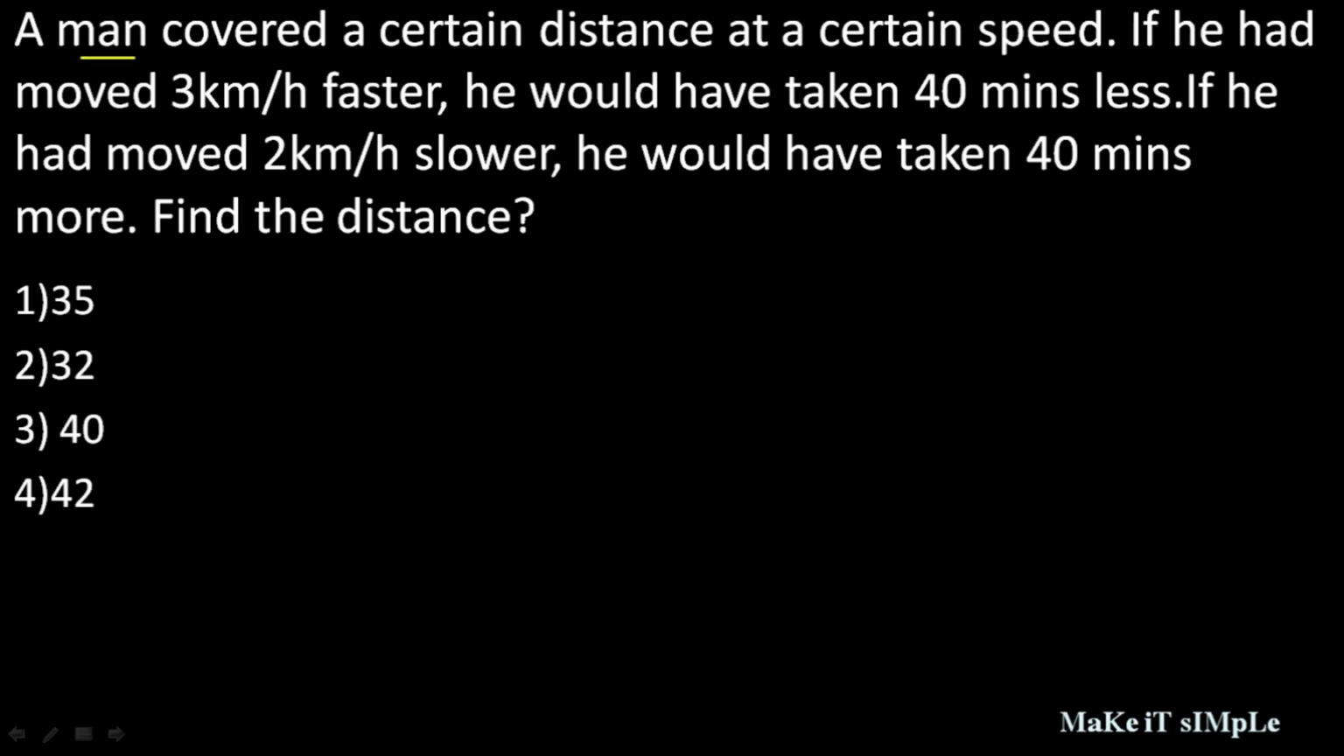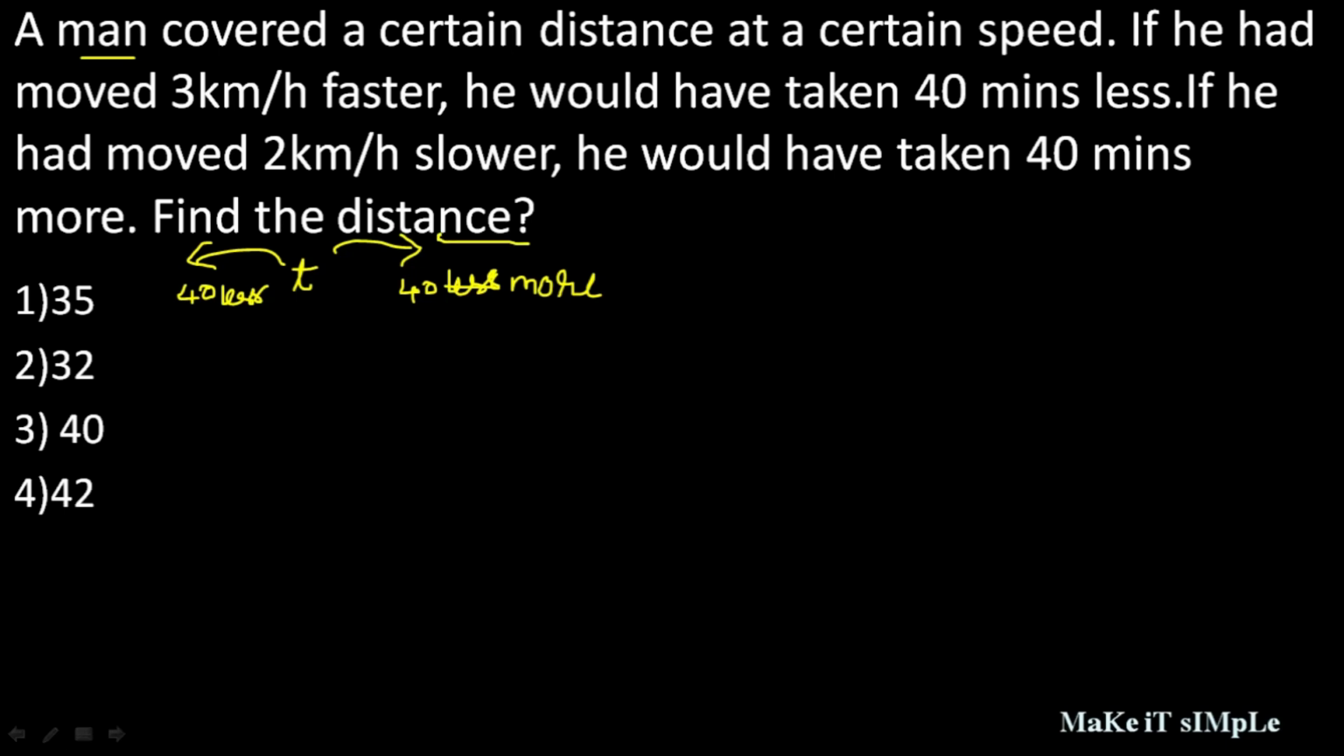A man covered a certain distance at a certain speed. If he had moved 3 km per hour faster, he would have taken 40 minutes less. If he had moved 2 km per hour slower, he would have taken 40 minutes more. Find the distance. Okay, this also the thing is clear. They have given some time, that is 40 minutes less, and another one is 40 minutes more they have given. One is less, one is more they have given.